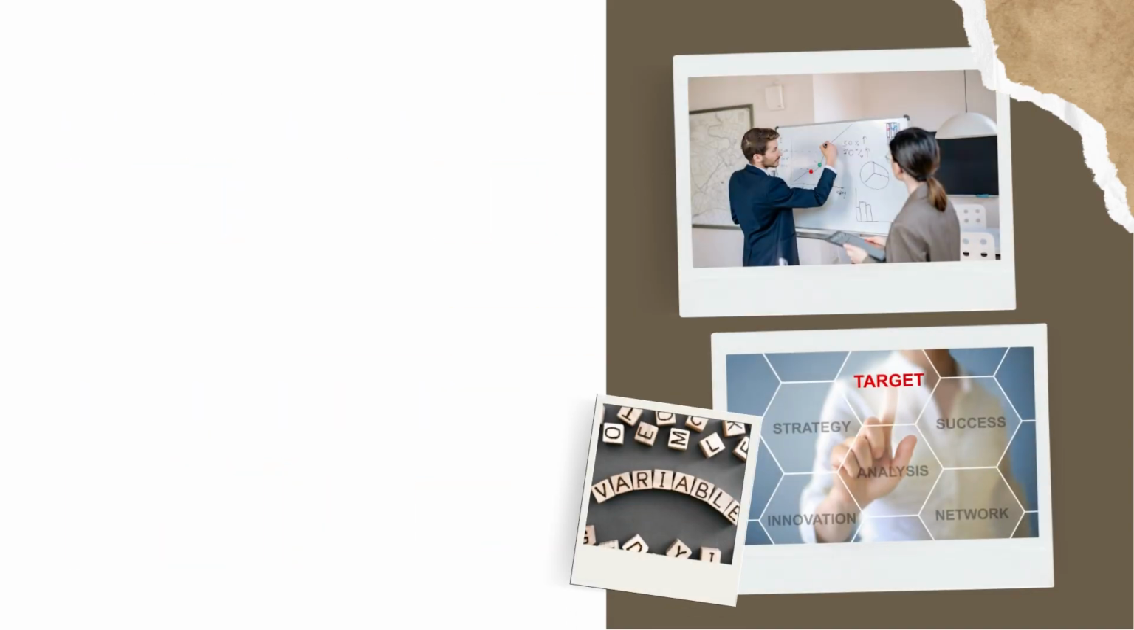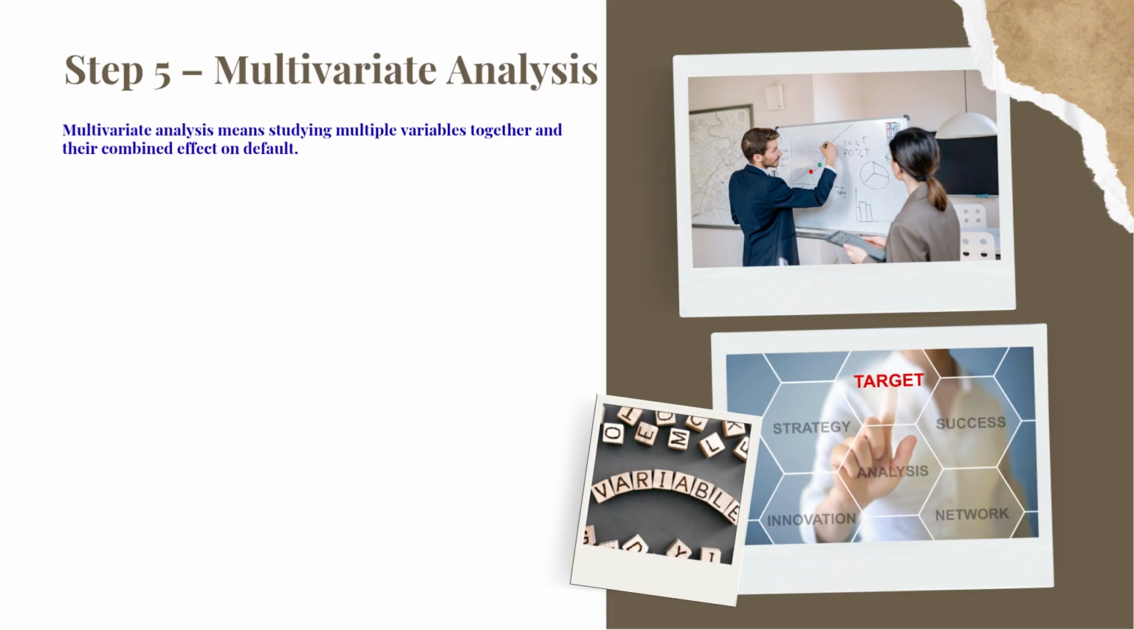Now that we have understood the individual variables and their relationship with the default, let's go one step deeper. In real life, a customer's risk is not determined by one variable. It is influenced by multiple factors. There comes the multivariate analysis. This means studying multiple variables together and their combined effect on default. This is required because in real life the variables don't act alone.